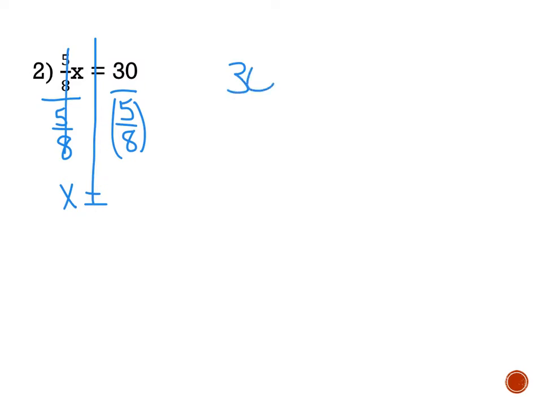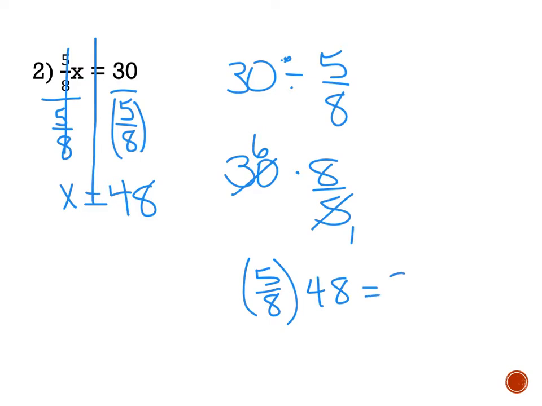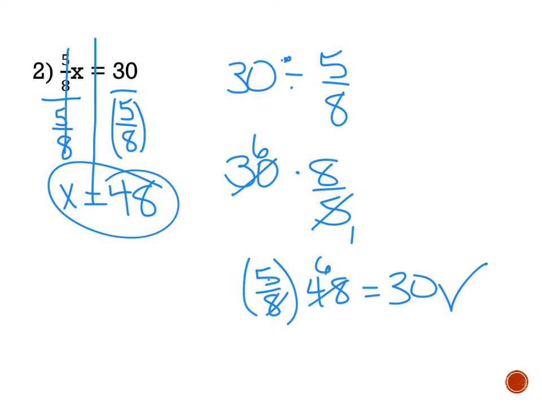What that is actually meaning is 30 divided by 5/8. 30 times, and those cancel out, and then 6 times 8 is 48. Okay, so if I was to plug back in to check it, you get 5/8 times 48, and that should give you 30, because again, this will cancel out, gives you 6, and then 6 times 5 is 30. So it checked, and that is my correct answer.